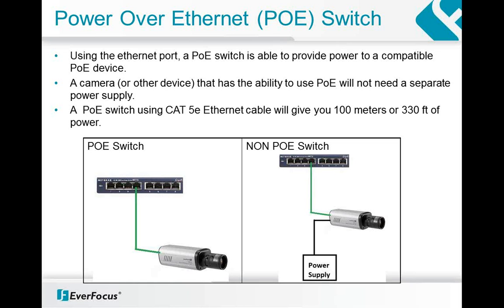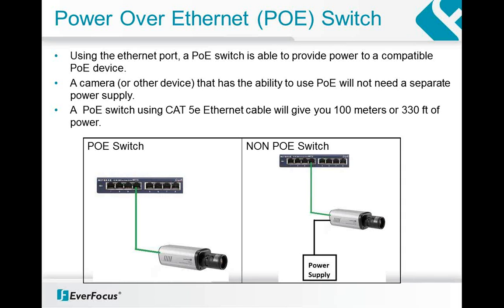Power over Ethernet, otherwise known as PoE. Using an Ethernet port, the PoE switch is able to provide power to a compatible PoE device. A camera or other device that has the ability to use PoE will not need a separate power supply. A PoE switch using Cat5e Ethernet cable will give you 100 to 330 feet of power.